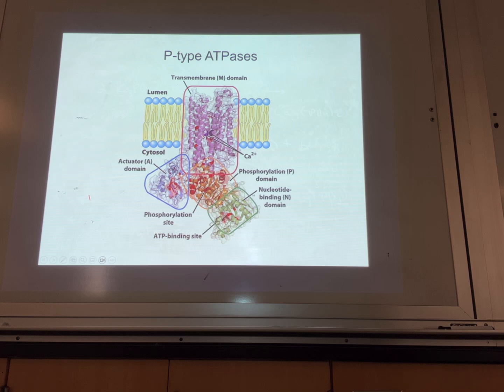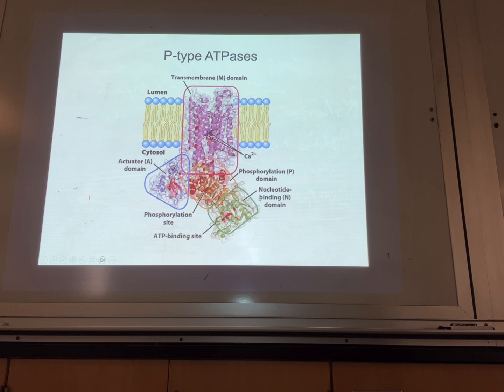Down here, the green, kind of the toe of the boot, this kind of looks like a boot. If this is the ankle, the heel over here, the green part would be kind of like the toe. And this is where we bind to ATP. Note that we're facing the cytosol. The ATP, or nucleotide binding domain, is located on the cytosolic side. The reason why is because ATP is going to be inside of our cells, not outside of our cells. So the energy needs to be provided from the cytosol.